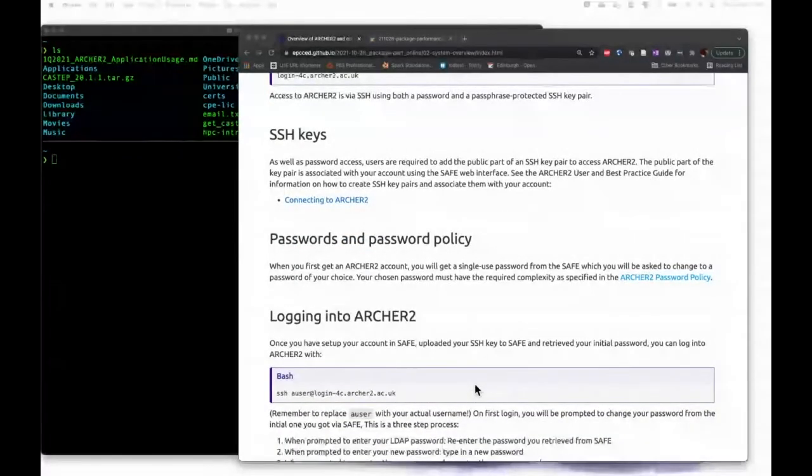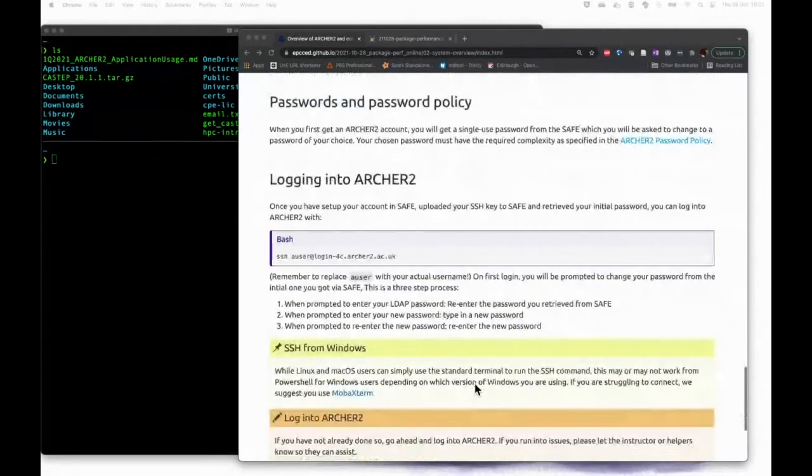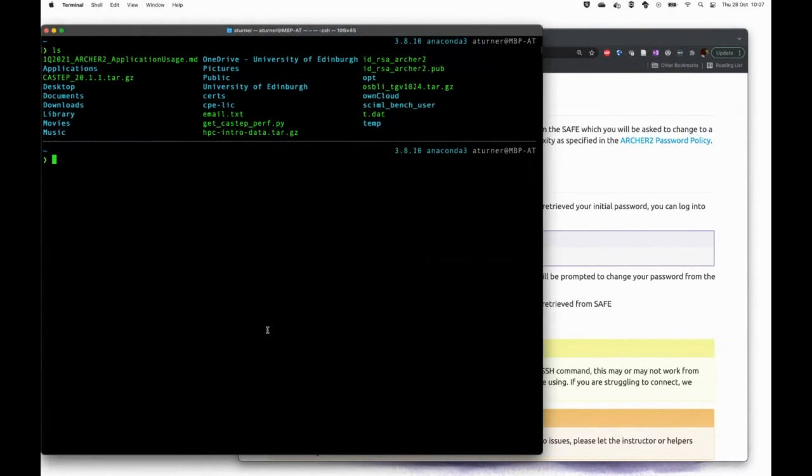So if you're at the stage of getting set up, let's try logging in to the system. Here it says you can use ssh, whatever your username is, at login-4c.archer2.ac.uk. Actually, it's sometimes a little more complex than that, because it depends where your SSH key is located. My SSH key is not in my default SSH directory, so I have to specify the location of it. A more complete command will be ssh -i, which provides the path to your SSH key.